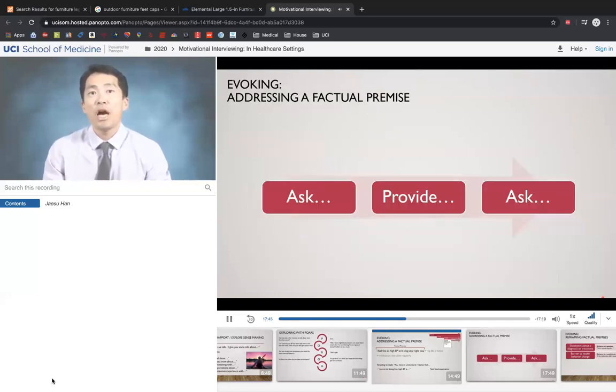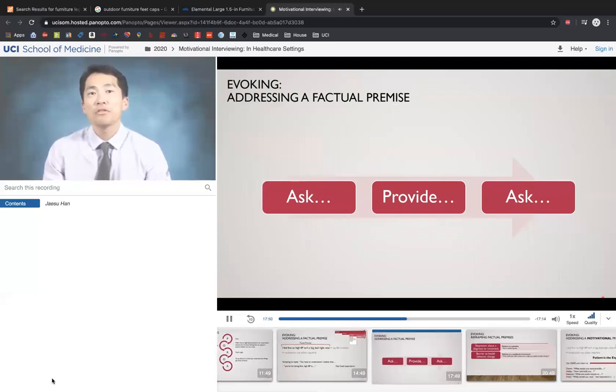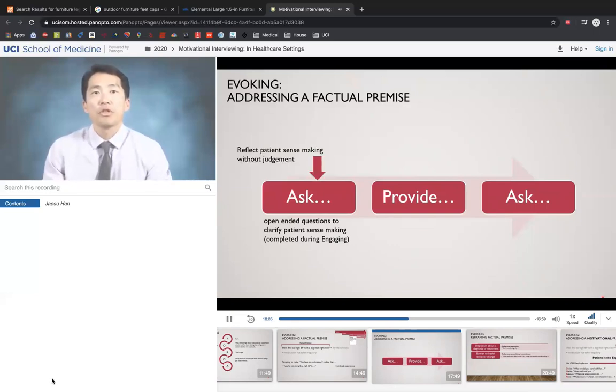So now that I know how I might want to address it, what information I would use to address it, let's take a look at how we would do that in practice. There is a tool called the Ask, Provide, Ask tool. That basically means that you ask open-ended questions to clarify the sense making, and we've done that already during our engaging process. You then reflect that sense making back to the patient without judgment. And again, in my summary, I've done that. That's an example of that. And then we ask permission to share new information that may be relevant to their reasoning.